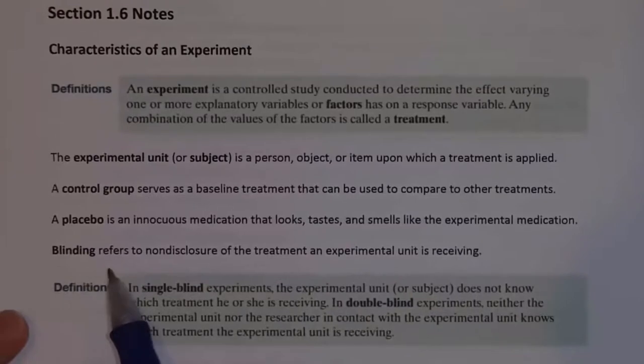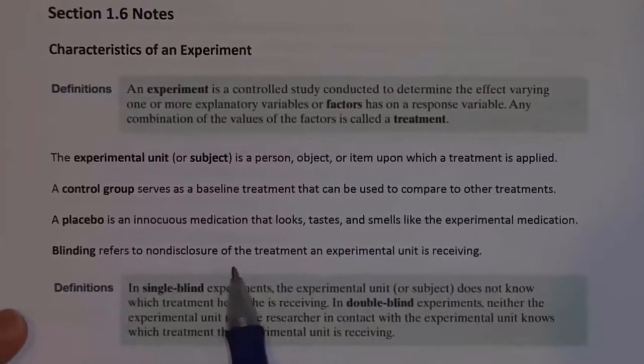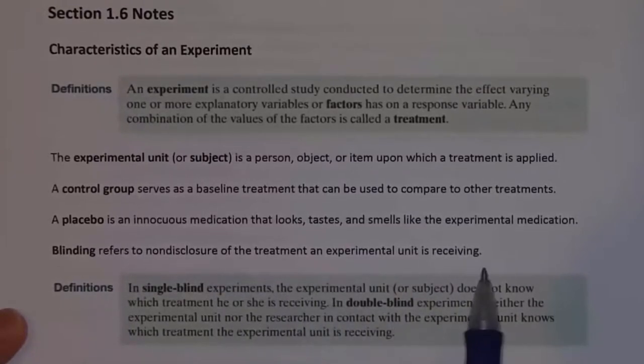So blinding refers to non-disclosure of the treatment an experimental unit is receiving. So in other words, the person doesn't know if they're receiving a placebo or the actual medication. Now there are two types of blinding. There are single blind experiments and there are double blind experiments.